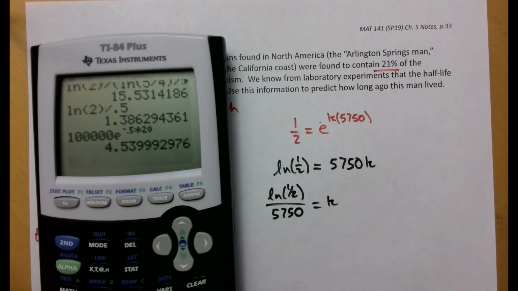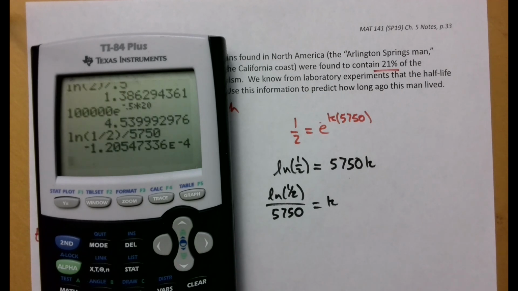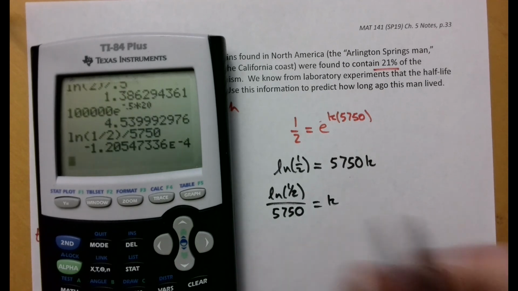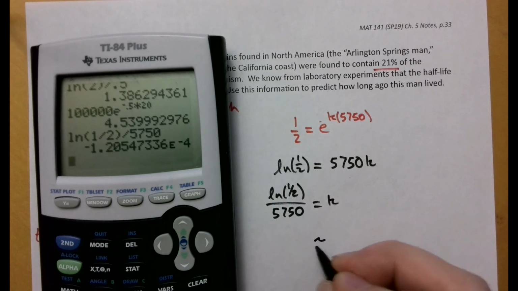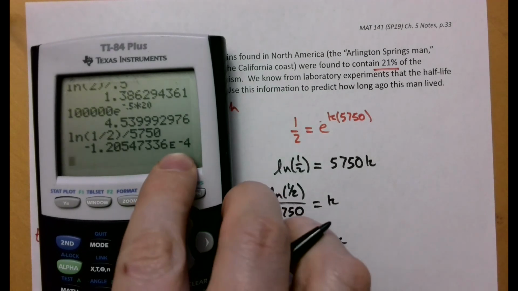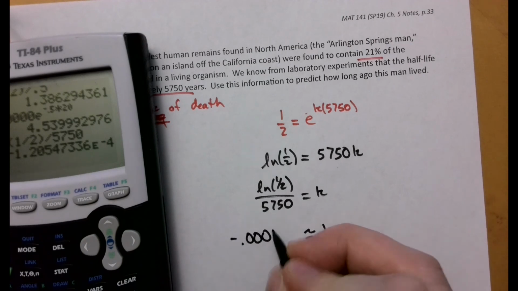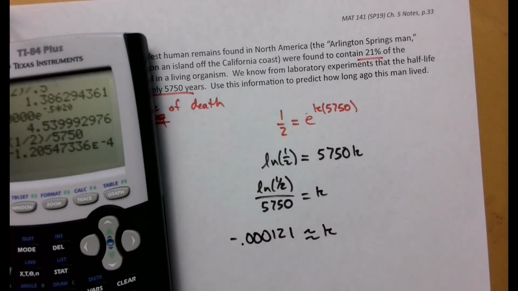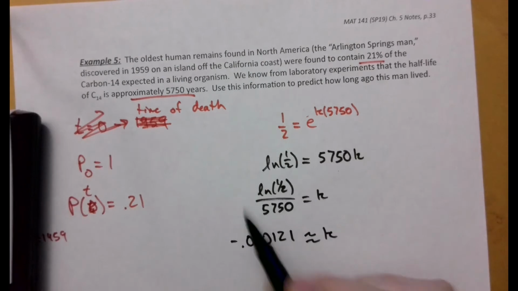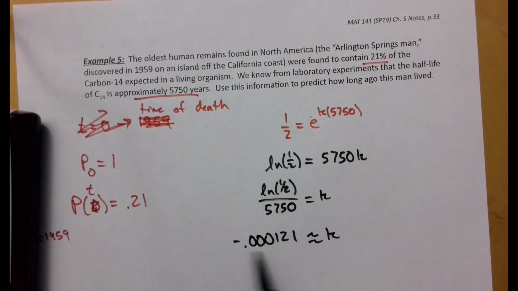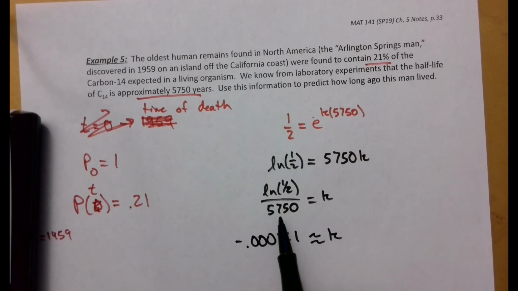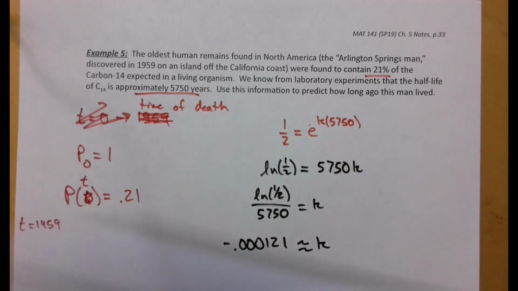So I'll slap this in my calculator, natural log of 1 divided by 2, all that divided by 5750. Remember, this value has to be negative because this is a decay rate. And so this is approximately equal to, see our scientific notation? That means 3 decimal places before that number and 1, 2, 1. Now, I am going to use this value in my calculations. I will write this value in my equations, but we don't want to round this value. We want to round the final answer.